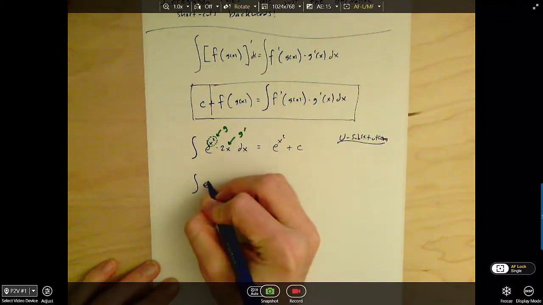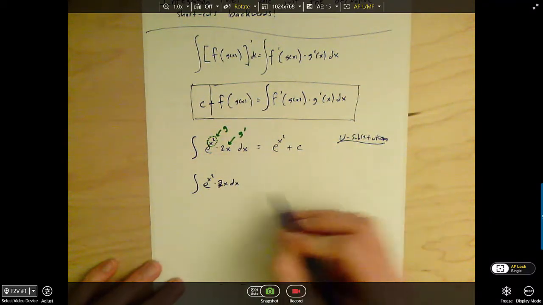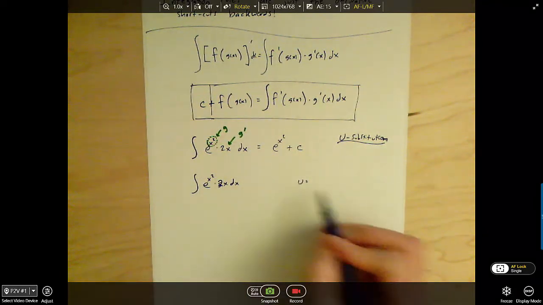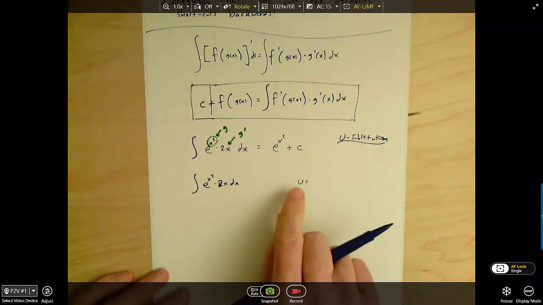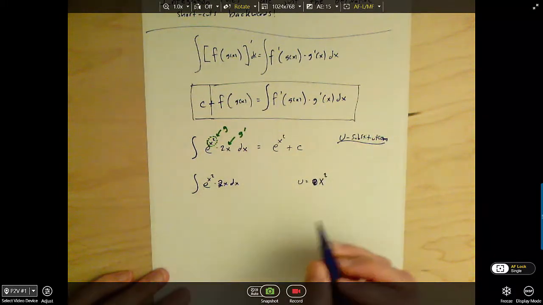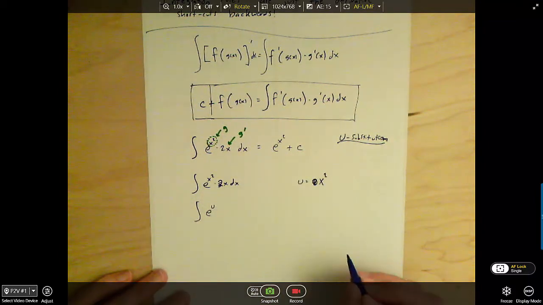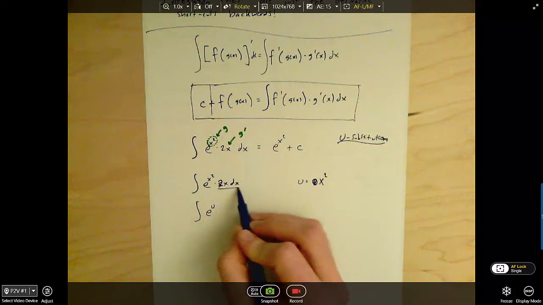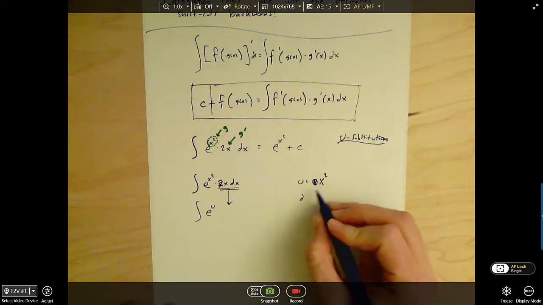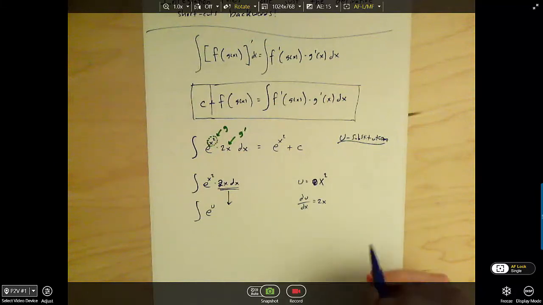So let's rewrite our original function. Oops, 2x dx. All right, so I'm going to define my inner function. I'm going to call it u. There's no reason you should really call it u. You could call it anything, but conventionally we call it u. So I'm going to say u is equal to x squared here. So then instead of e to the x squared, I could write it as e to the u. Now the problem is, I need to rewrite the rest of this stuff in terms of u also. So we're going to take the derivative of this, so du dx equals 2x.